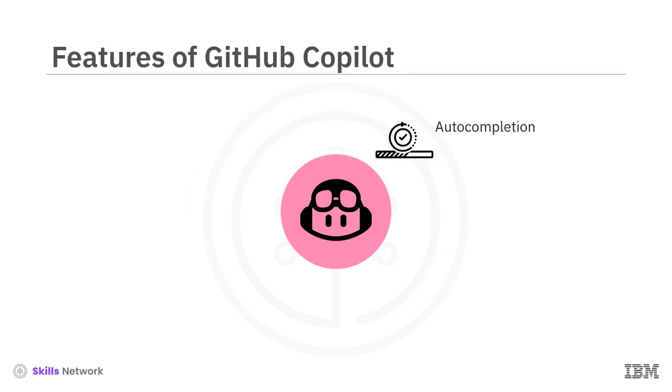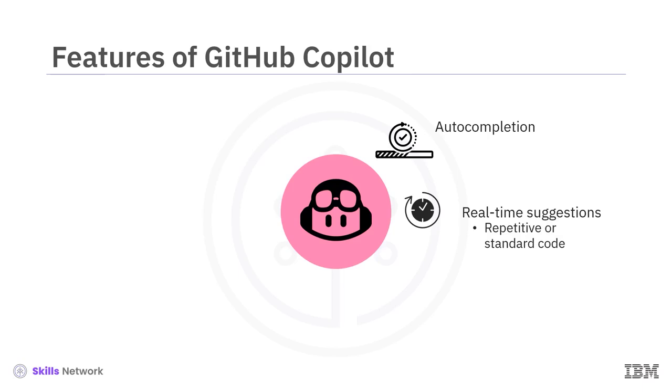The first one is code autocompletion. GitHub Copilot suggests whole lines or blocks of code based on the context of the code you are currently working on. It can complete entire functions, classes, or other code structures. GitHub Copilot offers real-time suggestions as you code, making the development process smoother. You can save time on writing repetitive or standard code.